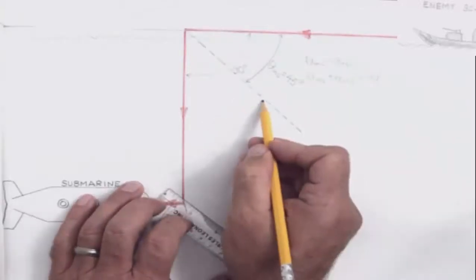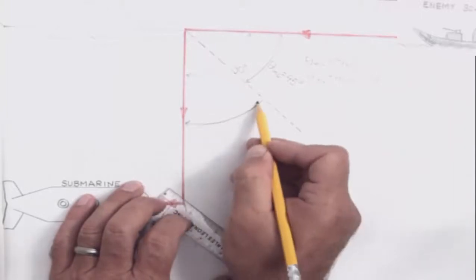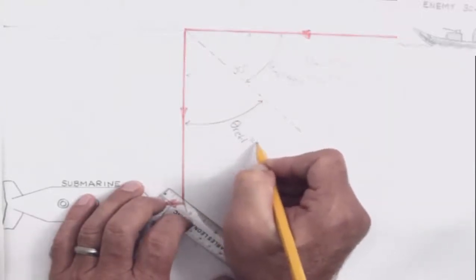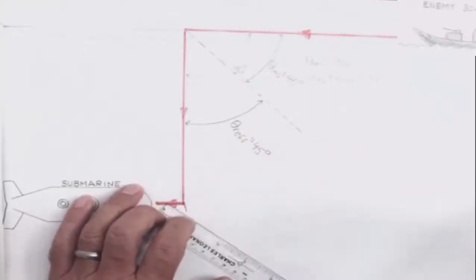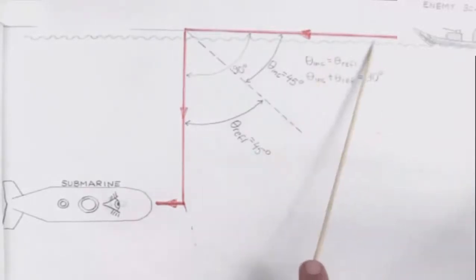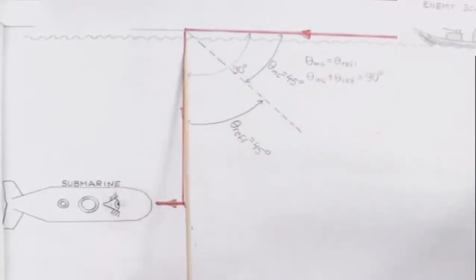And then this angle here is going to be equal to the reflected angle. So this is theta reflected. That's also equal to 45 degrees. So the law of reflection applies in this case, and we have established the reflection by which we are going to manipulate the light to move from a horizontal direction into the vertical direction.